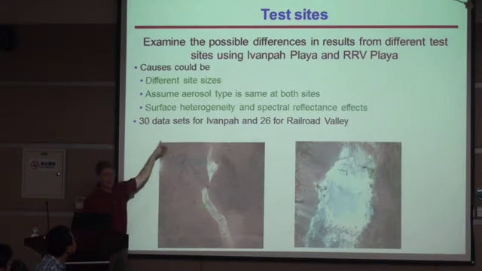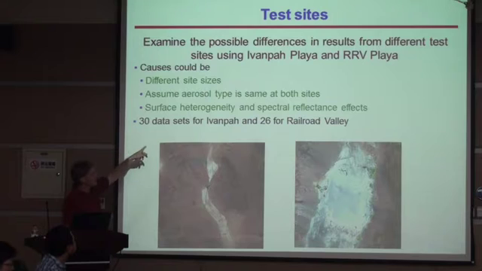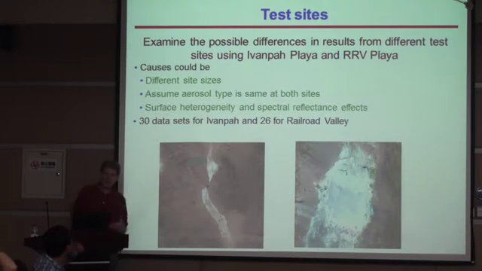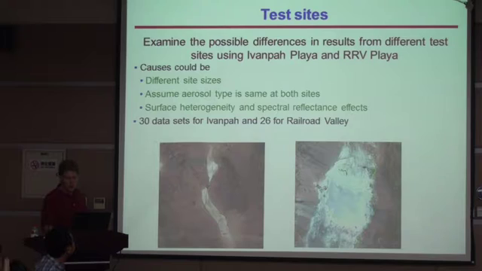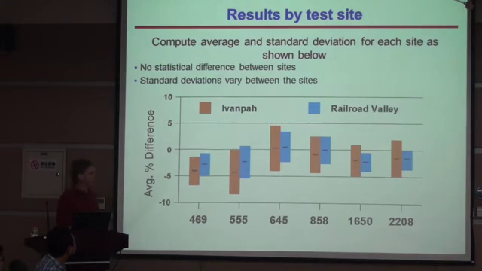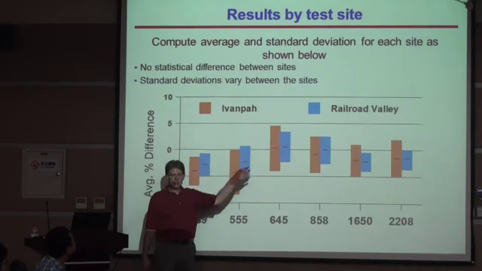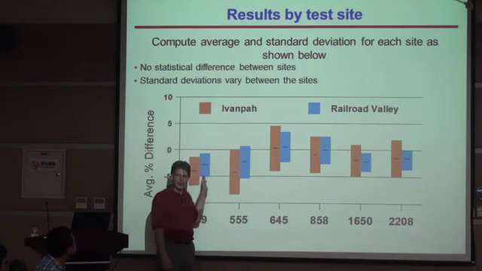We had multiple data sets for each, a total of almost 60 data sets for both of them. Different sizes, different aerosol types, surface heterogeneity, surface reflectances. Are there things going on there that we don't know about? And again, just to reiterate, final answer: we see no statistically significant difference for Landsat.